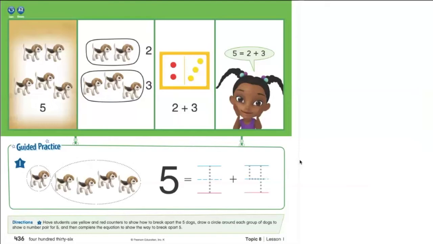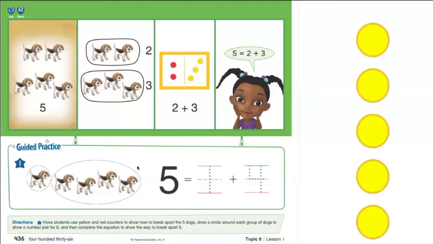Number 1 with the star. It says, use yellow and red counters to show how to break apart the 5 dogs. Draw a circle around each group of dogs to show a number pair for 5. Then complete the equation to show the way to break apart 5. The first thing that we need to do is draw our circles around the 2 groups of dogs. If you look, there's some dotted lines to help us. Go ahead and do that now.